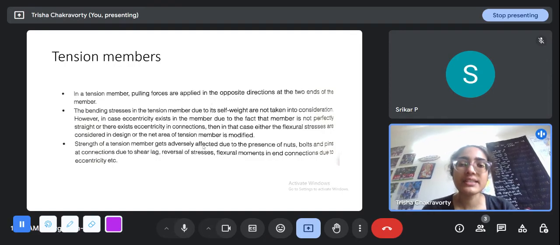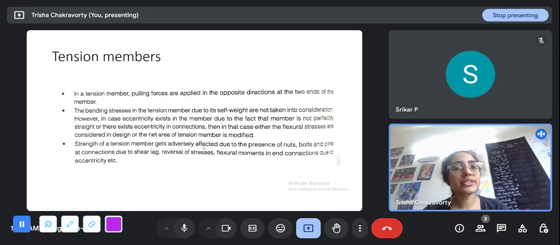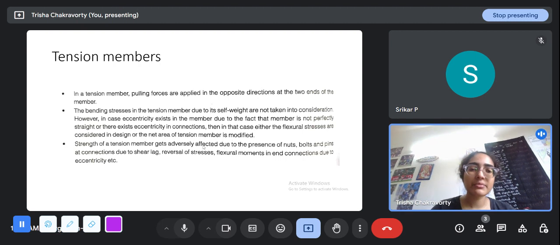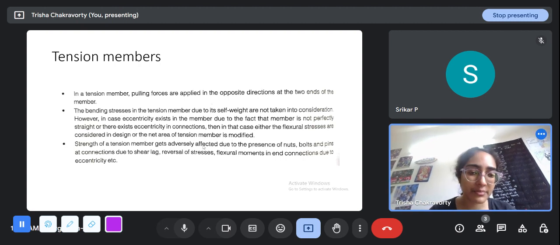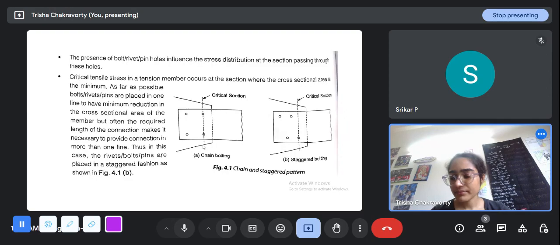It will be reduced. Since the area is favorable for us in tension, we know that stress times area is the force that it can take. So for any kind of imperfection we expect, we will reduce the net area, like what we do in compression members, where we reduce the allowable compressive strength. So the strength of a tension member gets adversely affected due to the presence of nuts, bolts, and pins at connections, due to shear lag, reversal of stresses, flexural moments in end connections due to eccentricity, etc.